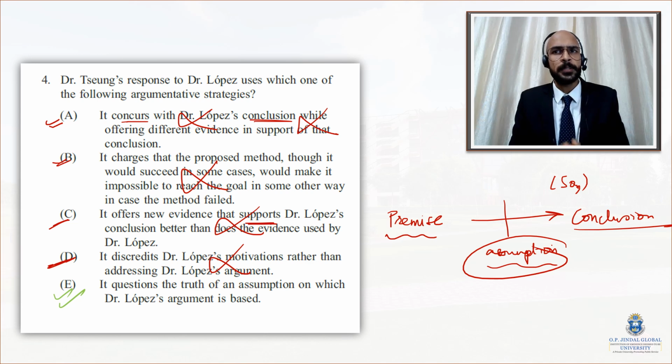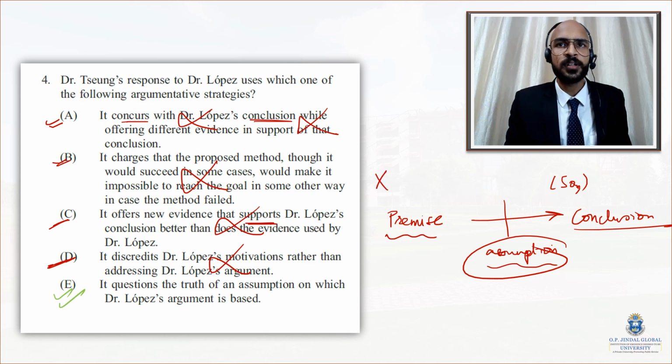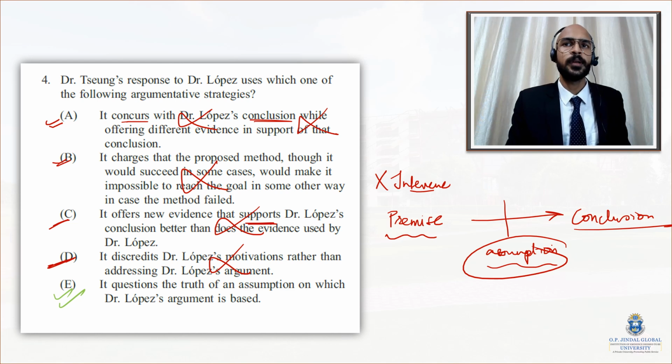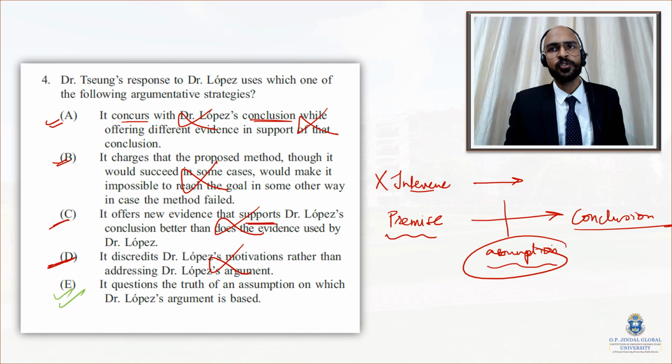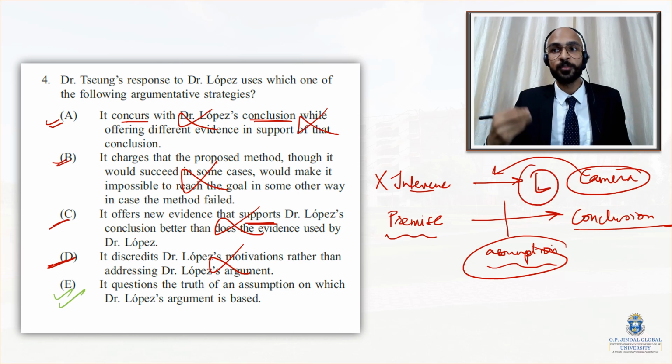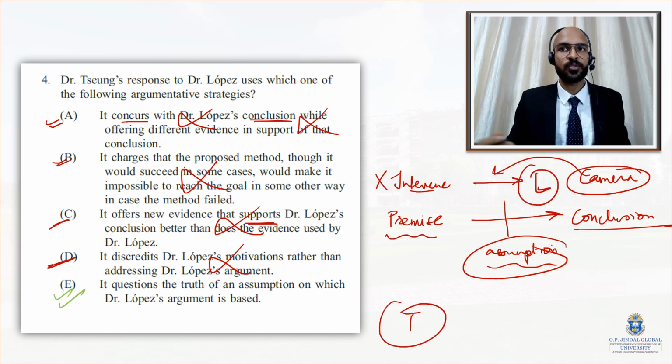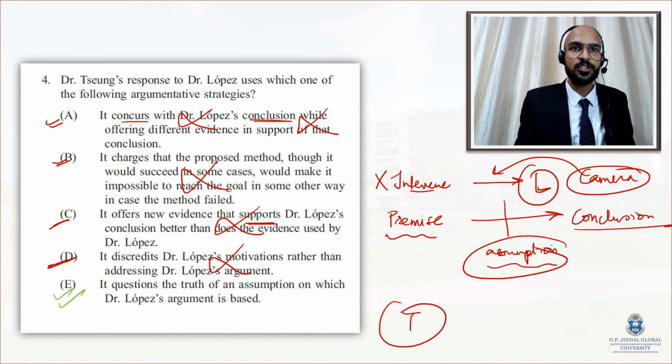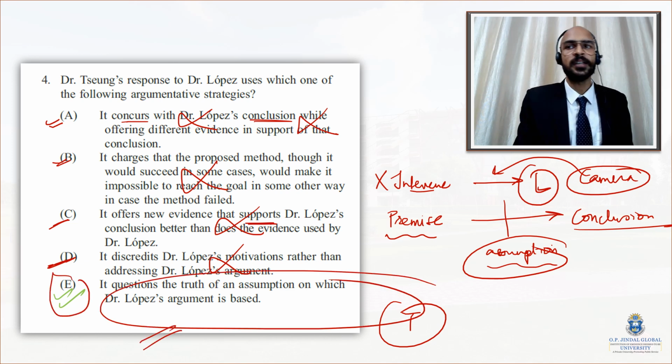Now, the premise was that you must not intervene, because as anthropologists, we try to learn without intervening. What is the conclusion? So let's use a camera. Now, what is the assumption here? The assumption is that cameras do not cause intervention, right? But this is what L assumed. But T says that no, cameras also cause intervention. So here he is questioning the truth of an assumption. Therefore, E is the correct answer.